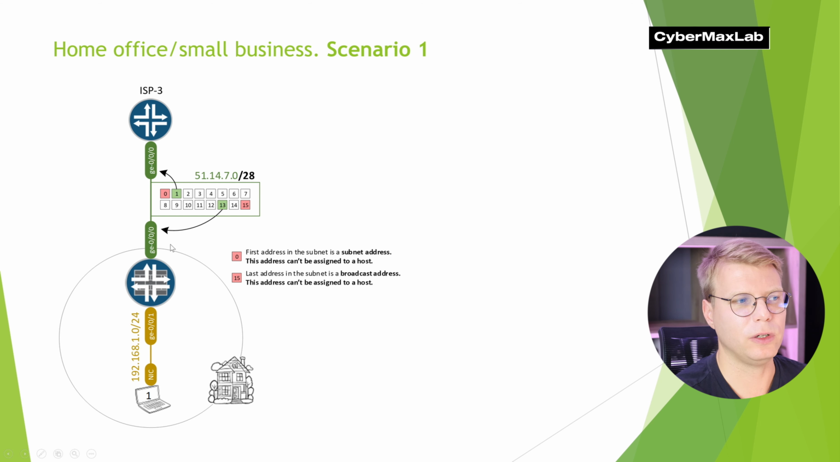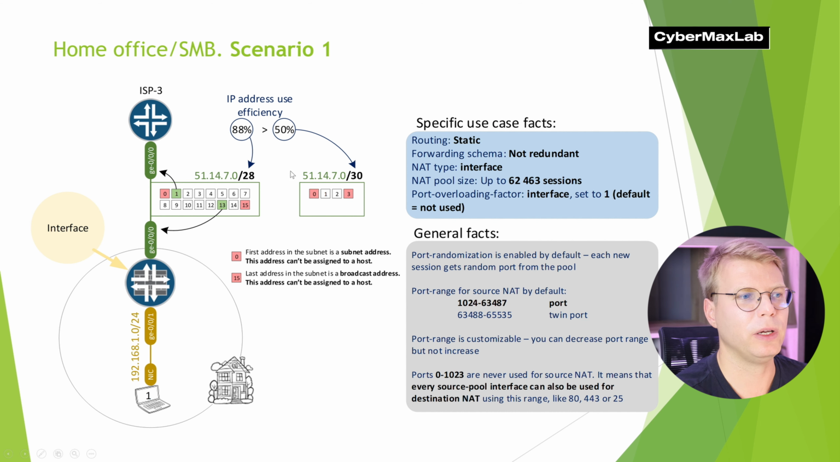There are 2 types of addresses which are reserved and cannot be assigned to endpoints. One is called the subnet address, the first one from the pool, and the last one is the broadcast address. If we look into the subnet size, we can compare it to a /30 subnet, for example. In the /30 subnet, there are 4 addresses, 2 of which are reserved for the same reason, and there are only two addresses available to assign to any hosts. And it gives a 50% use efficiency, right?